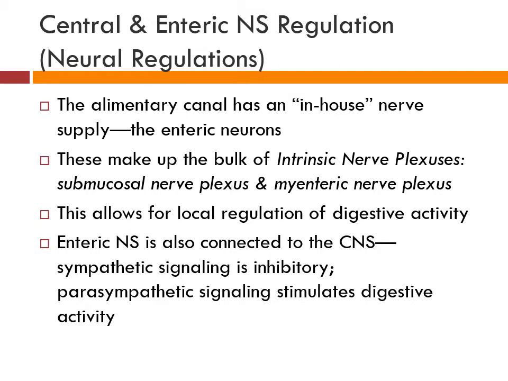The enteric nervous system is also connected into the central nervous system, so it's under control of the parasympathetic and sympathetic nervous system. Remember, the parasympathetic is going to increase digestion, and the sympathetic is going to inhibit digestion. Fun fact for you, the enteric nervous system has as many neurons as the spinal cord and as many neurotransmitters as the brain. I find that to be absolutely incredible.